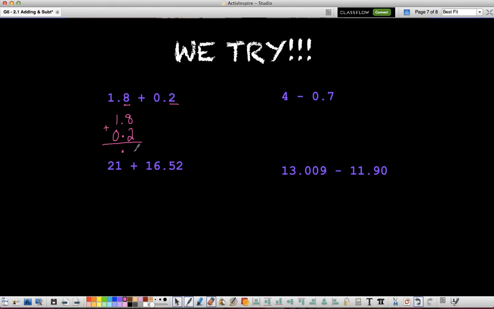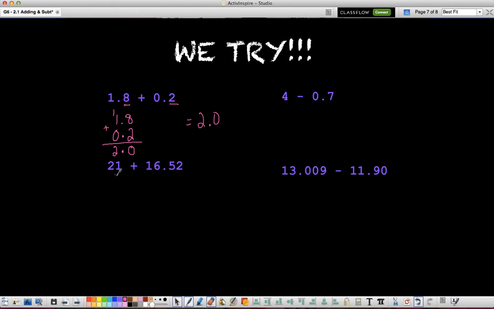So I'm going to bring my decimal down first, just so I know where my numbers are supposed to go and to keep them aligned. I have 10 from 8 plus 2 is 10. So then I have 1 plus 1 is 2. So my answer in this case is 2 and 0/10, which is also the same thing as saying 2.